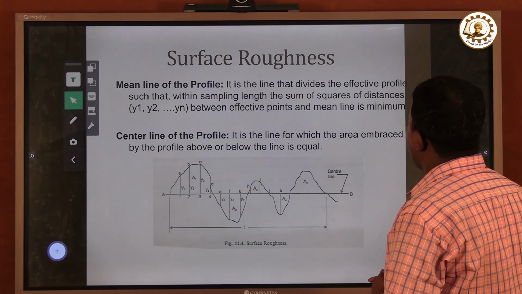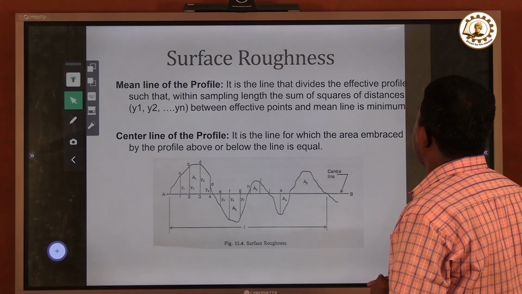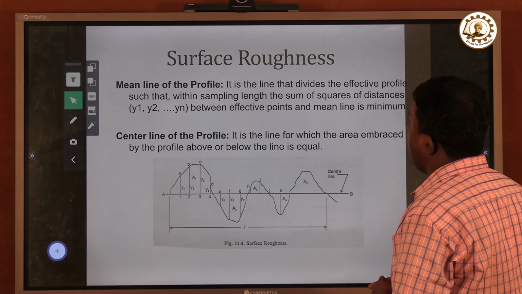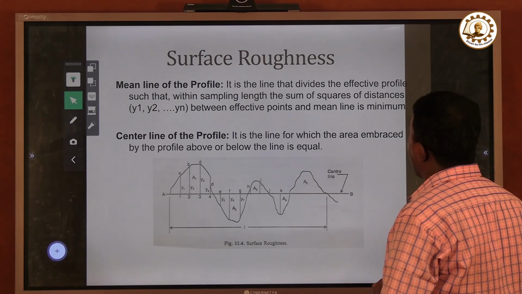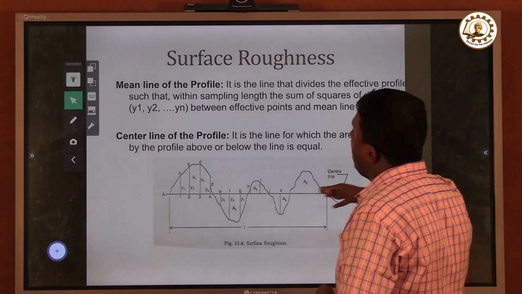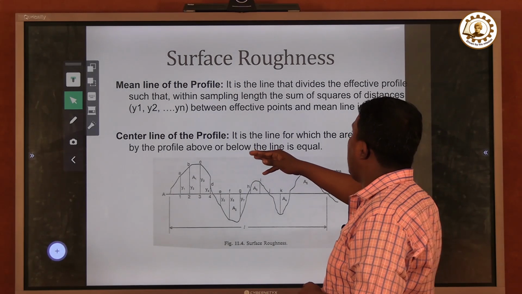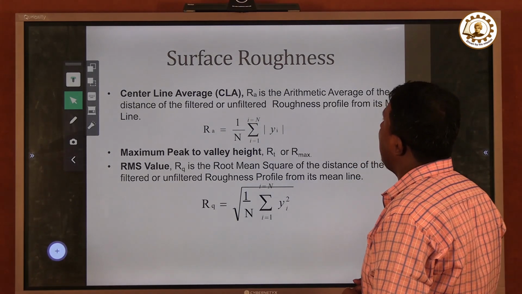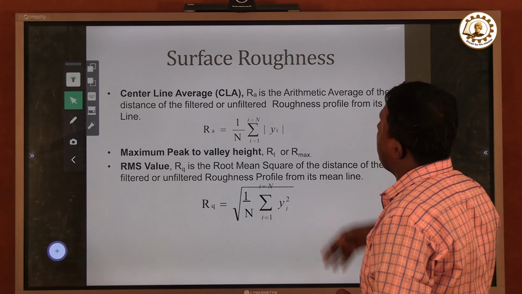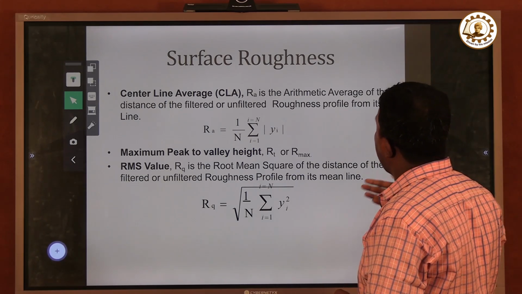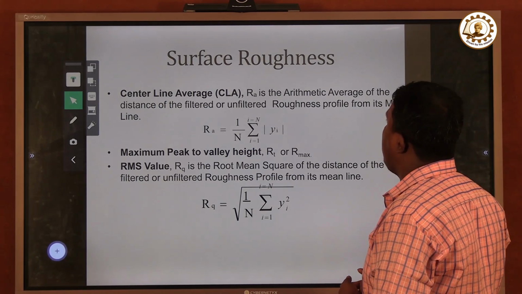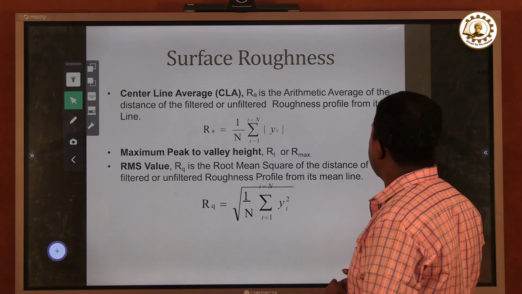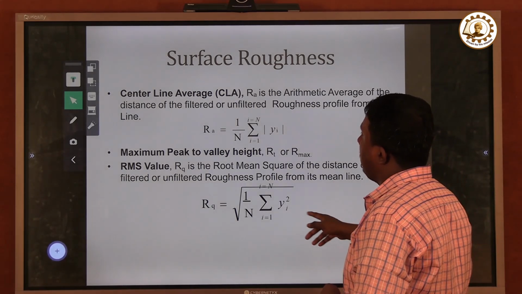The sum of the squares of the distances between the effective points and the mean line should be minimum. Center line, again, is a line for which the area embraced by the profile above and below the line is equal. Center line average we can find out by using this formula. It is the arithmetic average of the distance of the filtered or unfiltered roughness profile from its mean line.